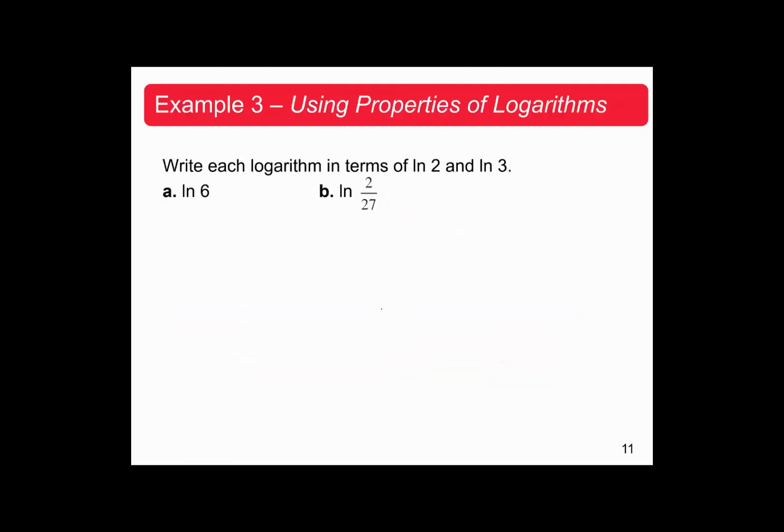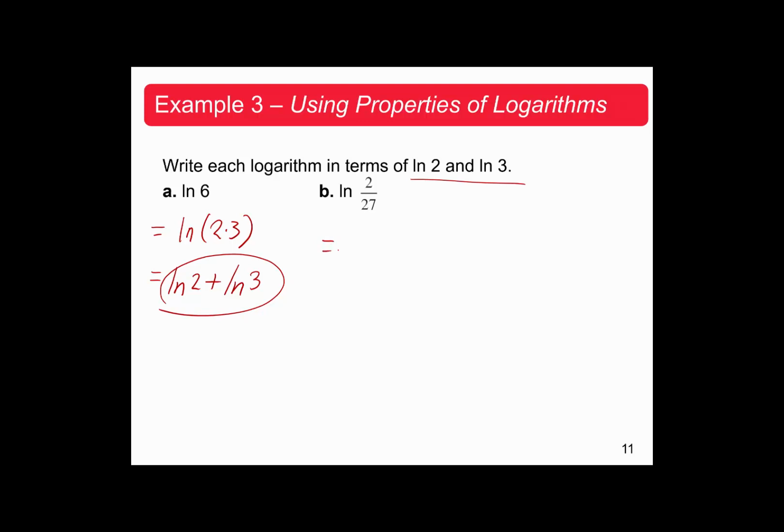Let's say you want to write each logarithm in terms of ln of 2 and ln of 3. So part A, since we know 6 equals 2 times 3, using the product rule, it becomes the sum: ln of 2 plus ln of 3. They are both expressed in ln of 2 and ln of 3.